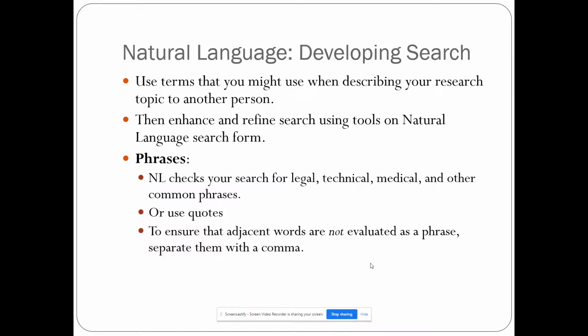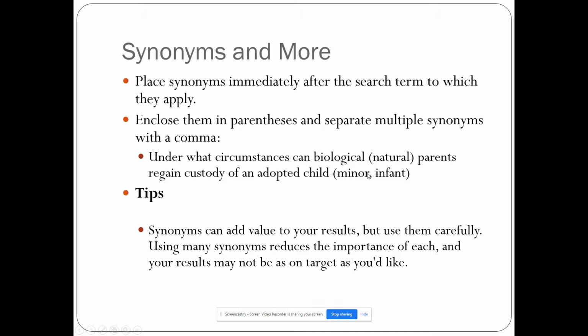You can, when you're developing a search, still think about synonyms. It's going to give rank to what it thinks are legal or technical or medical terms rather than little commonly used words. So you can use quotes for a phrase. Okay, under what circumstances can a biological parent regain custody of an adopted child, right? So if you have a synonym, put it right next to the word in parentheses. I think it just makes it so much more complicated than just doing a terms and connectors search.